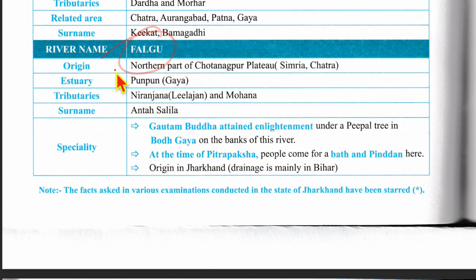Now, Falgu river, origin is in the northern part of Chota Nagpur Plateau near Simaria, Chatra. It is a tributary of Punpun river, which it meets in Gaya. Its tributaries are Niranjana, also known as Lilajan, and Mohana. Surname is Antahsalila. Speciality is that Gautam Buddha attained enlightenment under a peepal tree in Bodh Gaya on the banks of this river. At the time of Pitra Paksh, people come for a bath and do Pind Dan here. Origin is in Jharkhand. Drainage is mainly in Bihar.